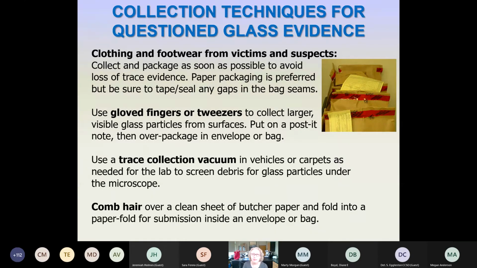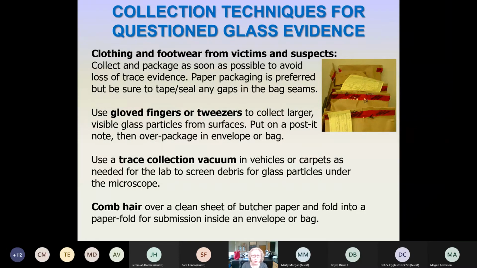But those paper bags have gaps in the seams sometimes, so please make sure to seal those, because even though the pants can't fall through the gap, the trace glass fragments can definitely fall through those gaps. So you want to make sure to seal them tightly.